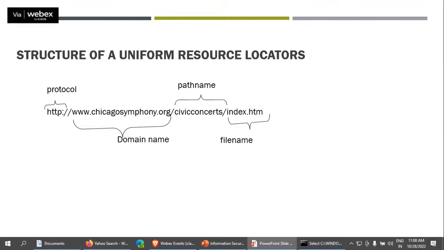If it is .com, it means it is a US standard domain. If it is IN, it is Indian. FR means France. CZ is Czechoslovakia. So there are different names. After that, there's a forward slash. It means the data is in another folder at that address. Civic concerts is a path or a folder contained in the ChicagoSymphony.org website, and index.html is a file which you are sending a request to get from the server.